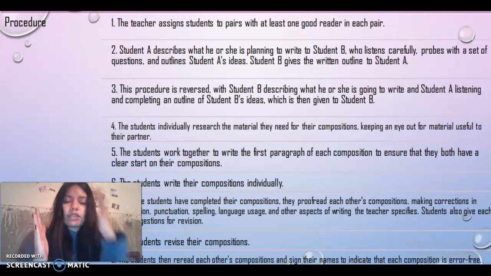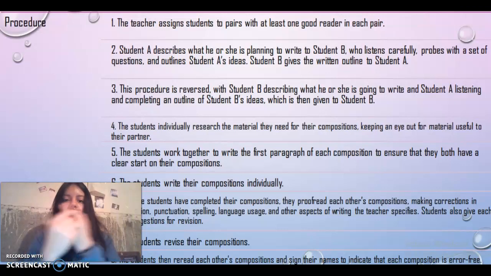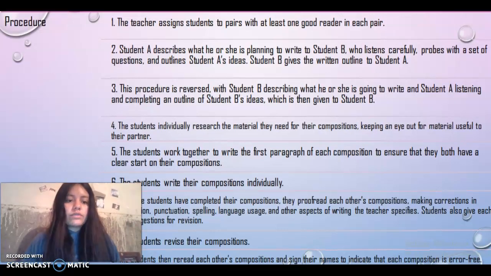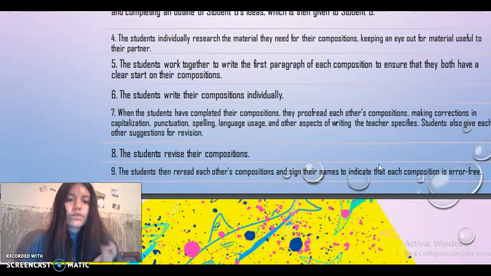As we can see in procedure number 2, the first one to speak was student B, and student A is the person who is going to listen. But in procedure number 3, they switch the roles. Then we have number 3. This procedure is reversed, also number 4.